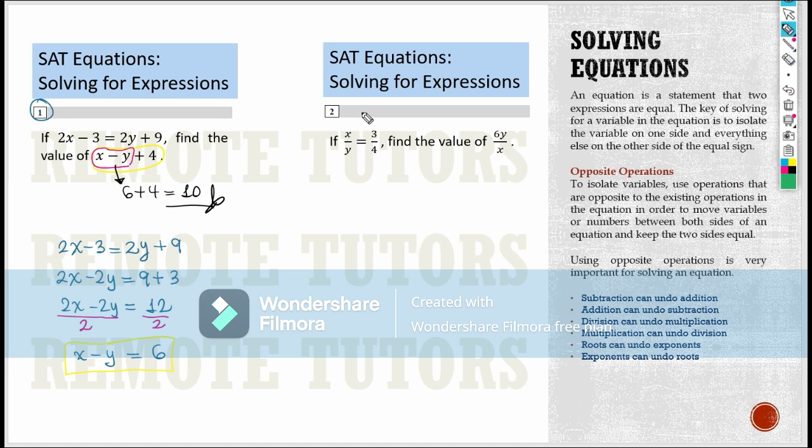Okay, let's see example number 2. If x divided by y equals 3 divided by 4, find the value of 6y divided by x. Here what you have to do is the following. If x divided by y gives 3 divided by 4, then one can state that the inverse, y over x, is equal to the inverse of 3 divided by 4, which is 4 over 3.